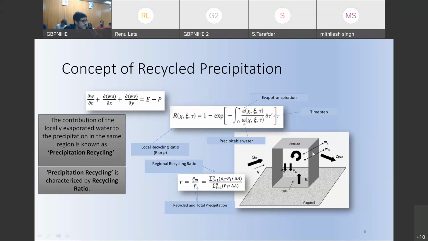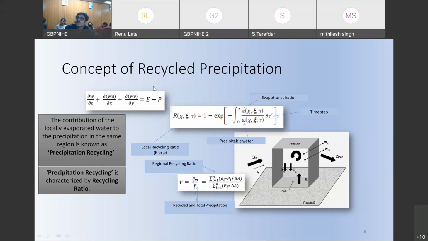And the ratio of recycled precipitation to total precipitation is known as the recycling ratio. So we are trying to understand the recycling ratio. Of course, if you consider the atmospheric moisture budget, then you need to apply a computational fluid dynamics technique, which is known as the Lagrangian approach. In the Lagrangian approach, we try to track the moisture and find out where its source is. So we did some derivation.